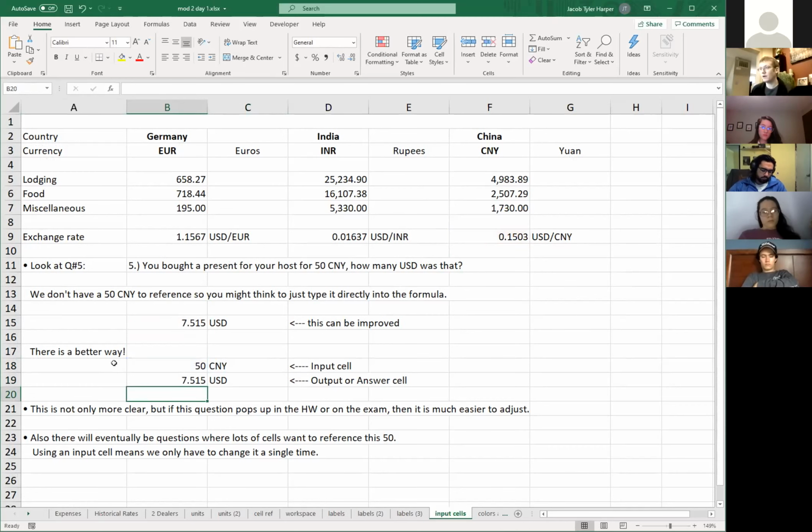And this is not only easier to read than just this, because I can see what's going on here. I took this and changed it to that. But let's say this shows up on the homework for part 1, except that it's 60 CNY. I just changed this, hit enter, and it updates. It's much nicer to have these sort of external input cells where the answers are based on those guys.